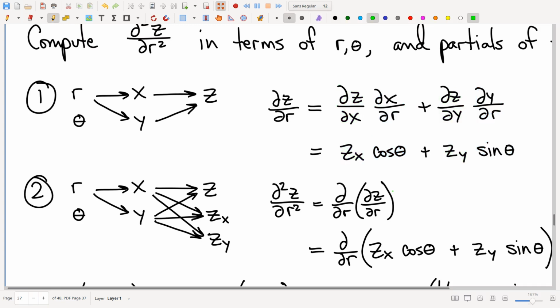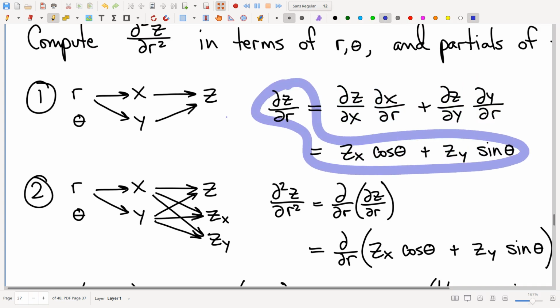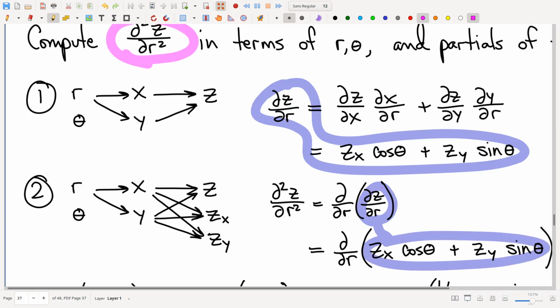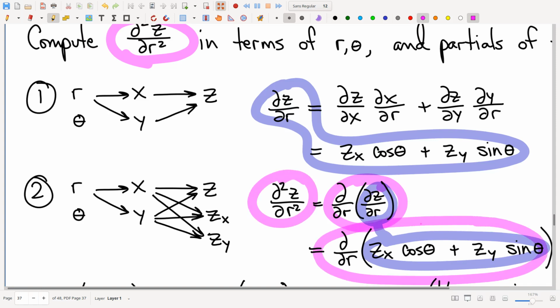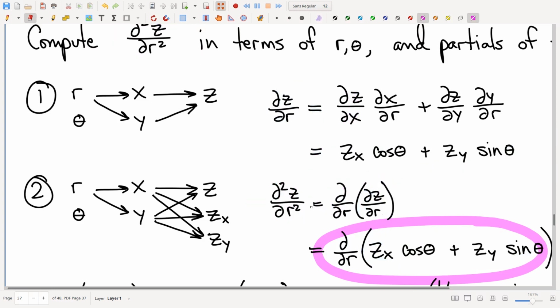Okay, now, having computed the first partial, the second partial that we're interested in is just going to be the r partial of that r partial that we just computed. And so that leaves us trying to make sense out of this expression right here. Lots to say about this expression right here. Is everybody with me down to here?